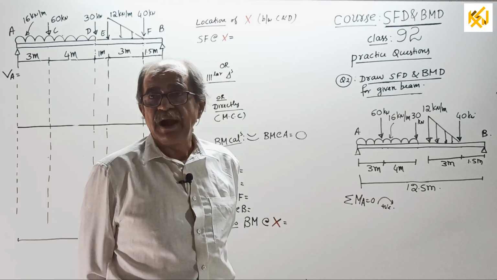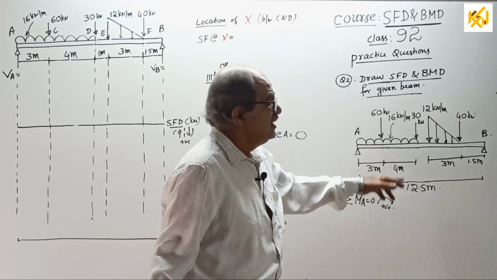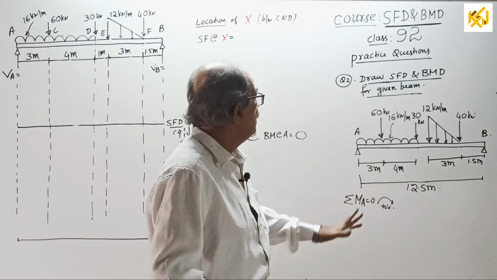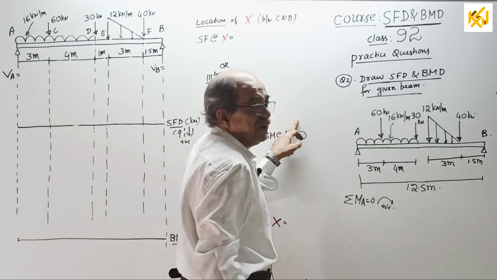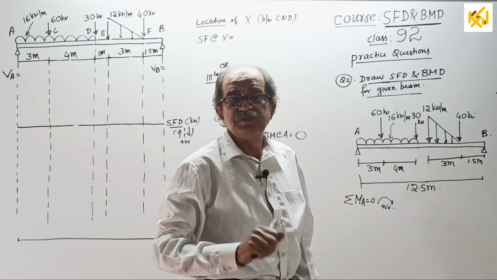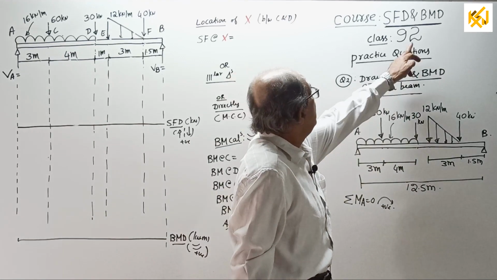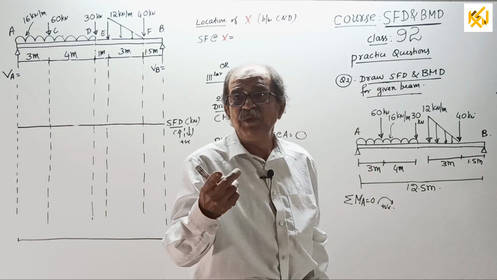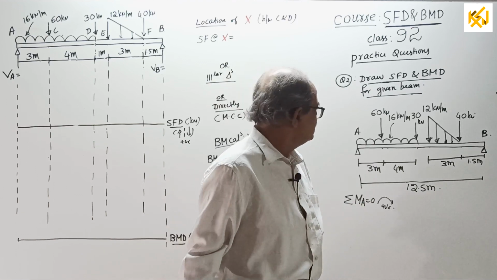Right now, practice questions are going on for combinations. Last class, I considered a uniformly varying load this way. I changed it now, but still the zero shear force point will be somewhere in the UDL. In questions 93 and 94, it will come under the point load. That is the easiest question.